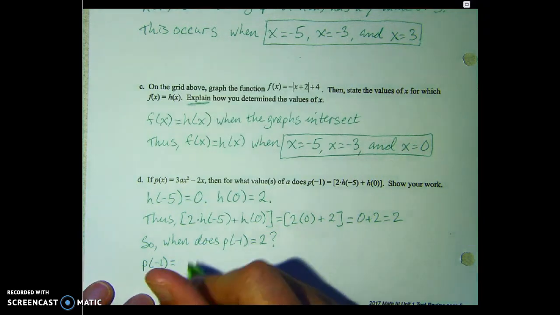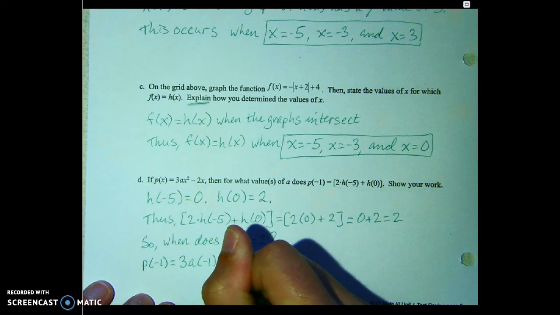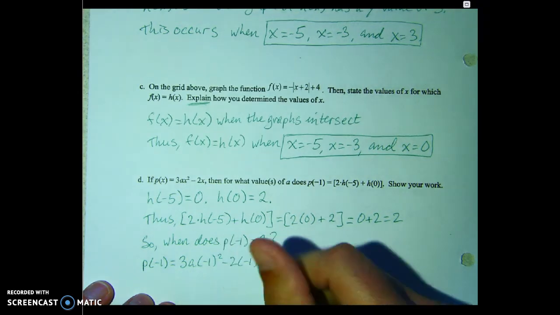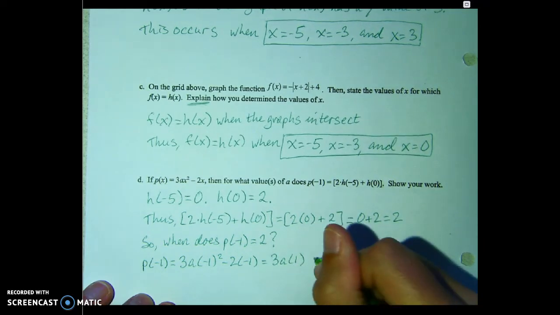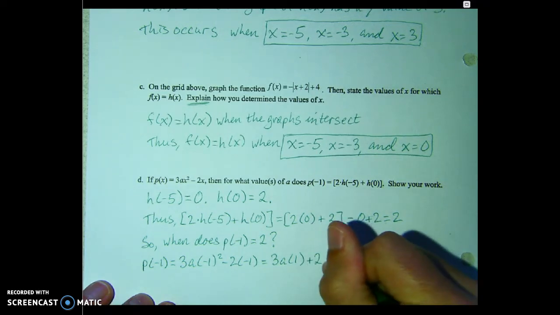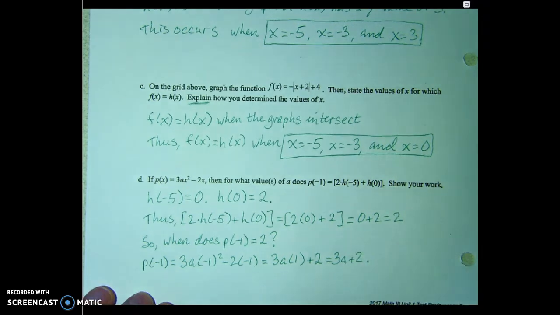Okay, so really that's going to be 3 times a times -1 squared minus 2 times -1. And that's just 3a times 1, and then negative 2 times negative 1 is going to give me a plus 2. All right, so that's just 3a plus 2. P of negative 1 is just 3a plus 2.